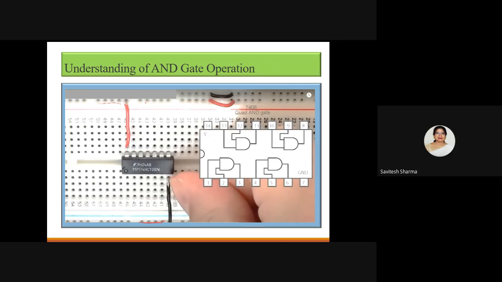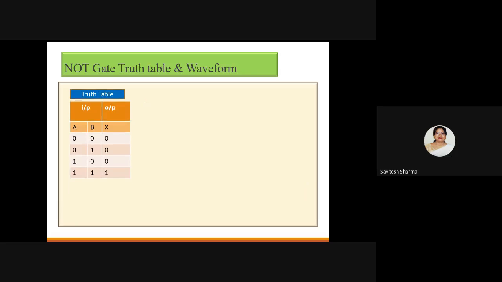Then we will connect the inputs, and then we will verify the truth table. So what is the truth table? I am telling you about the 2 input AND gate. That means n is equal to 2. So total possible combinations you will indicate is 4, because 2 to the power 2 is 4. So you will indicate total possible combinations 4.